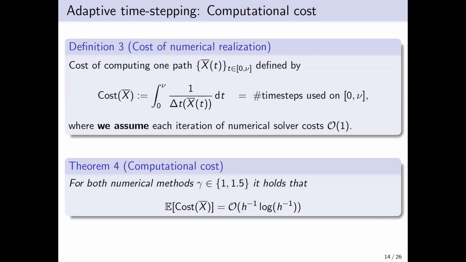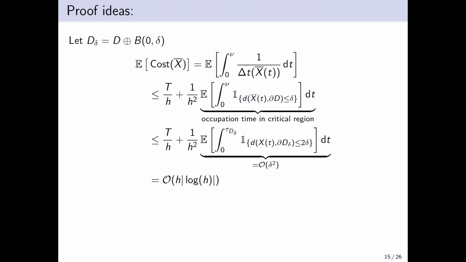But under these assumptions, we obtain this result that the expected cost of our numerical method is almost the same as the uniform time step method. So it's order h to the -1 plus some extra log term. That's all we do. So here is a rough idea how we control it. Again, we enlarge our domain. So now we pad it with some ball which has a size delta, the same delta as in the adaptive time step.